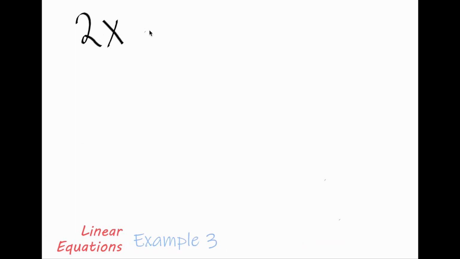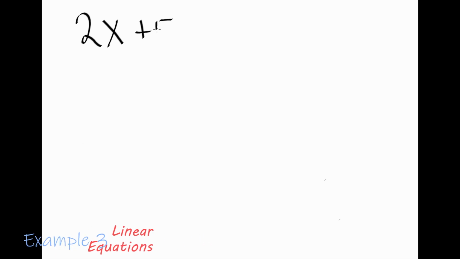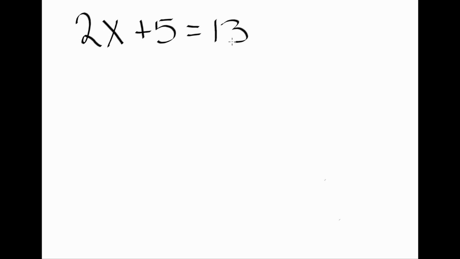So if we have something like 2x plus 5 equals 13. What are we going to do here? So again, we need to isolate x. So first of all, we have two things here with x. We have this plus 5 and these 2 that's multiplying the x. First, we're going to get rid of this term. So like we did before, it's adding. We need to subtract 5 on both sides of our equation.